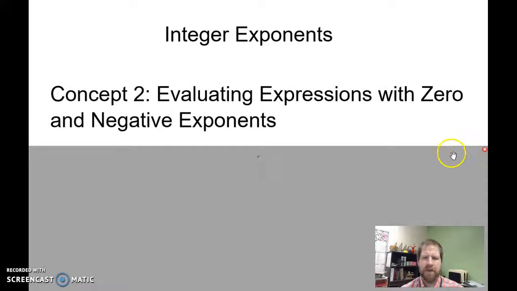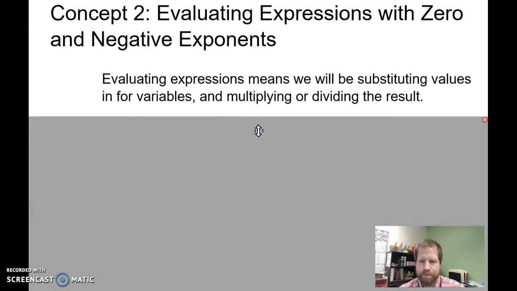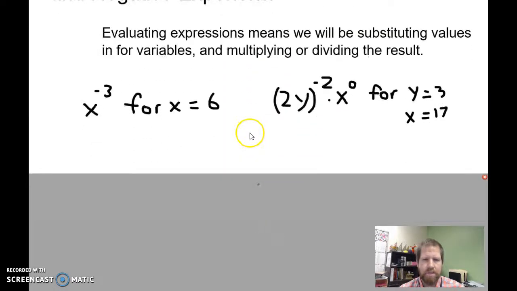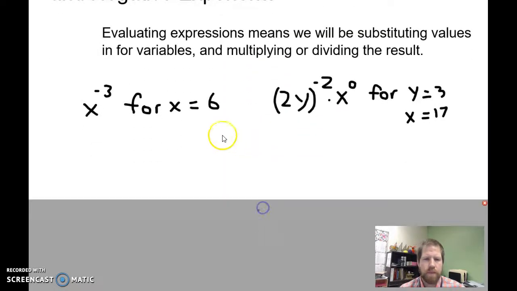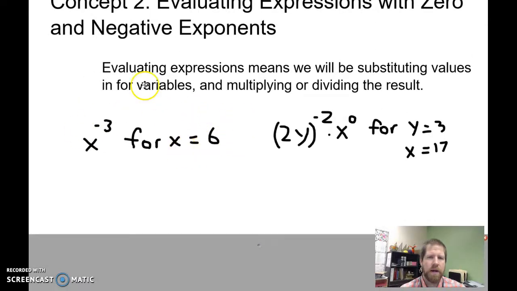Concept 2, evaluating expressions with zero and negative exponents. So evaluating expressions just means we're going to be substituting values for variables and then multiplying two or more terms together. This is a type of problem you'll see. You've seen this type of problem before. Now we've just got a negative exponent.